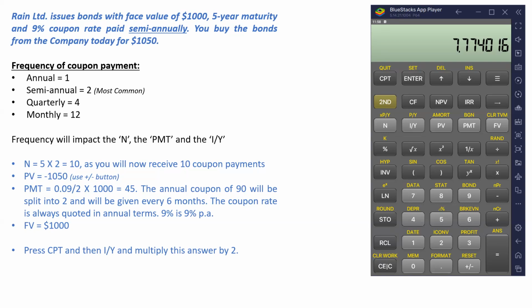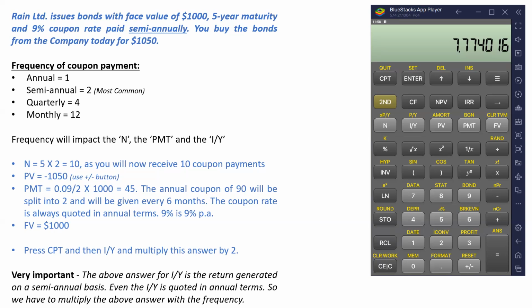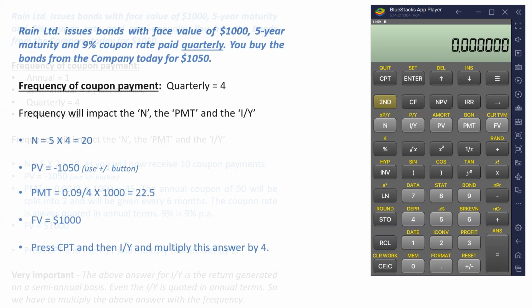So whatever answer you get, multiply that with 2. It's a very important point. The above answer for I/Y is the return generated on a semi-annual basis. Even though the I/Y is quoted in annual terms, we have to multiply the above answer with the frequency. Let's see the next question.